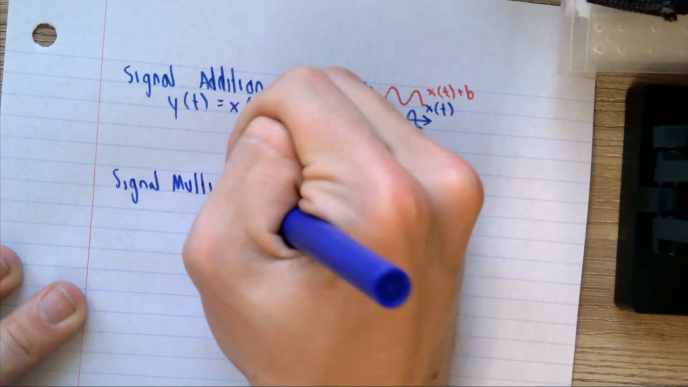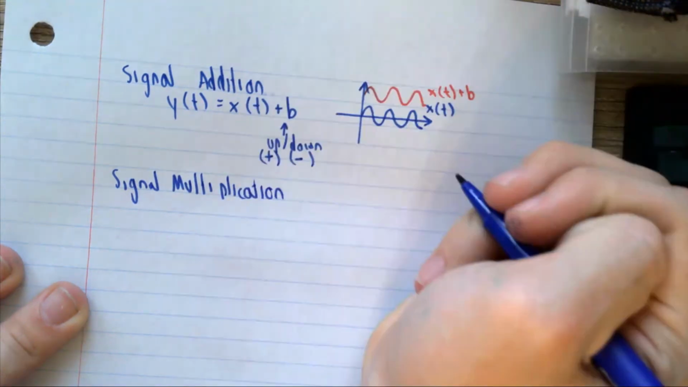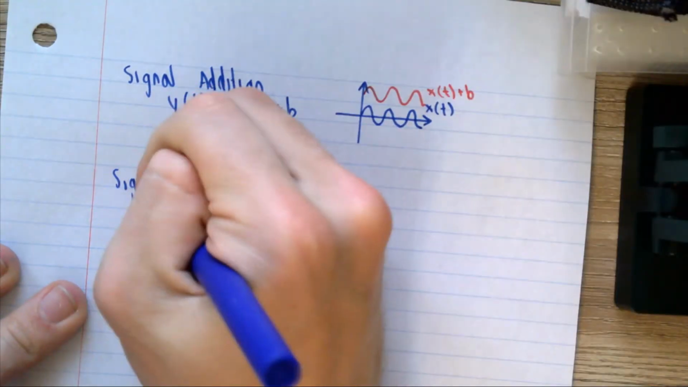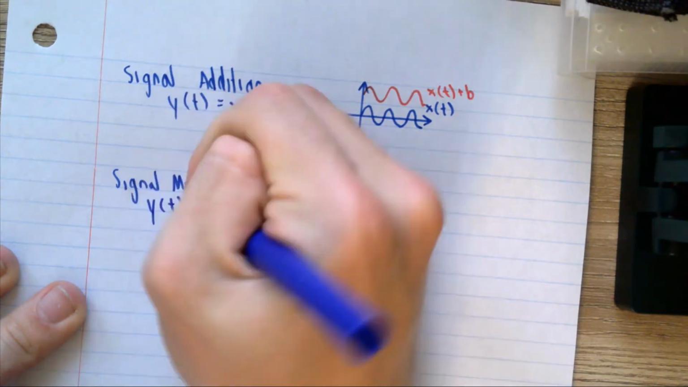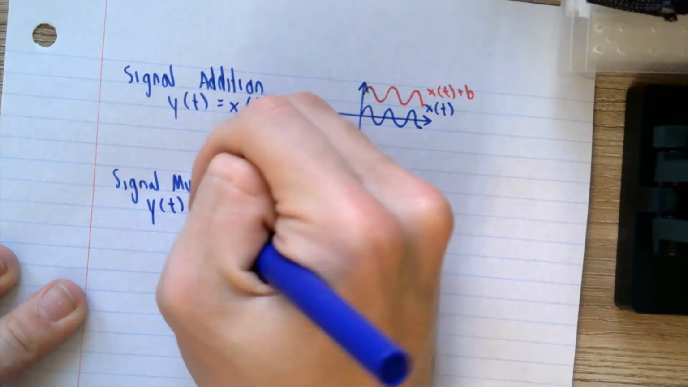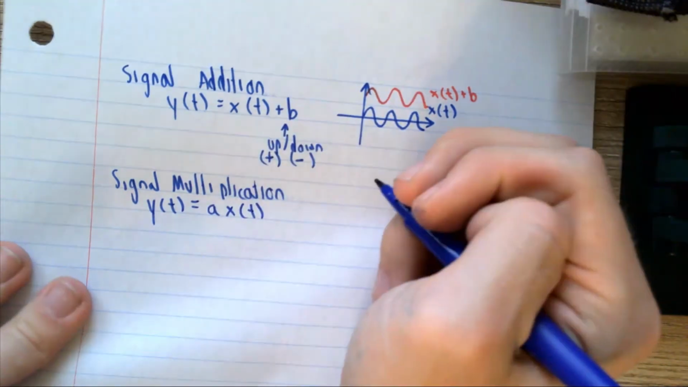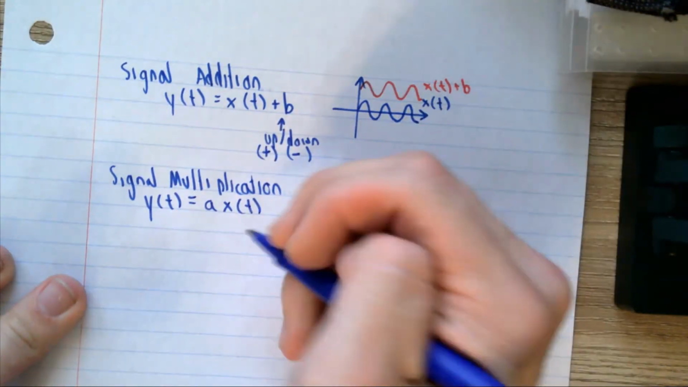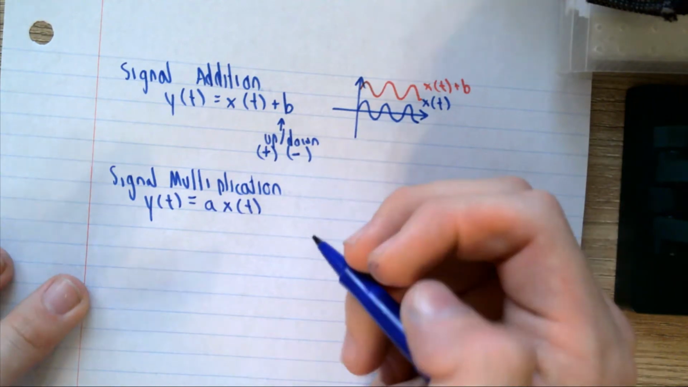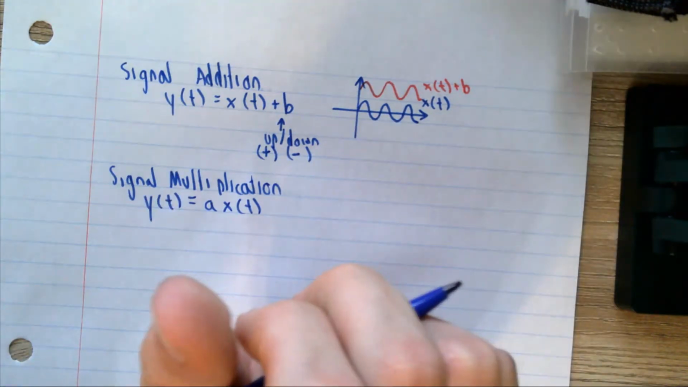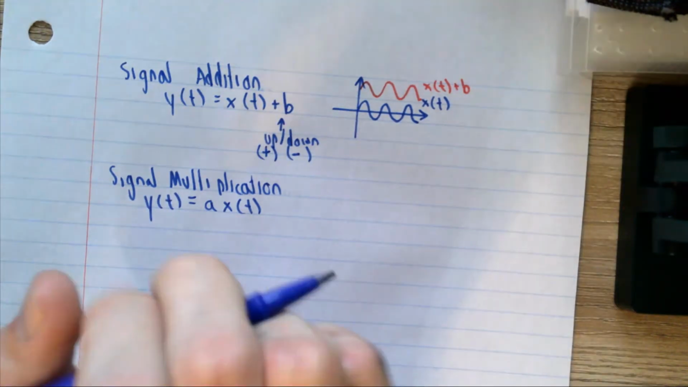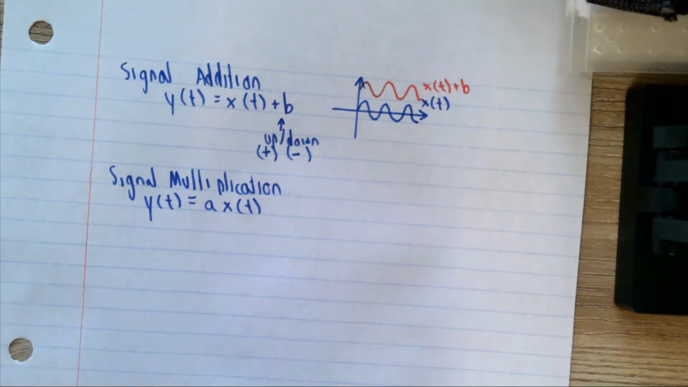So what you're going to see is y of t is equal to some constant multiplied by the signal. And so if the constant is greater than 1, it's going to be an amplification of that signal. If it's between 0 and 1, it's going to make the signal smaller. And if it's then less than 0, the signal is going to be inverted across the x-axis.